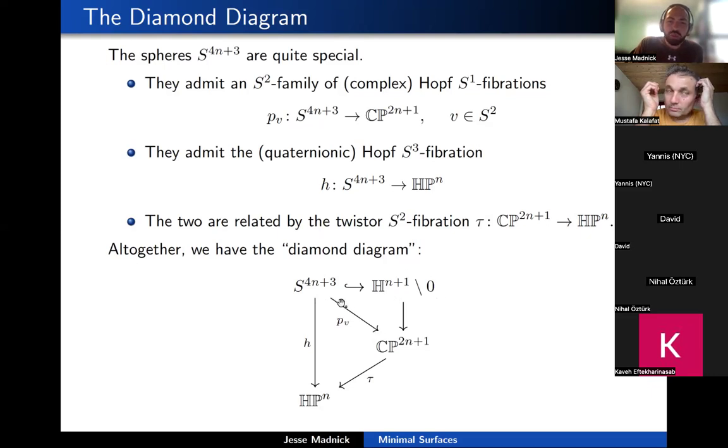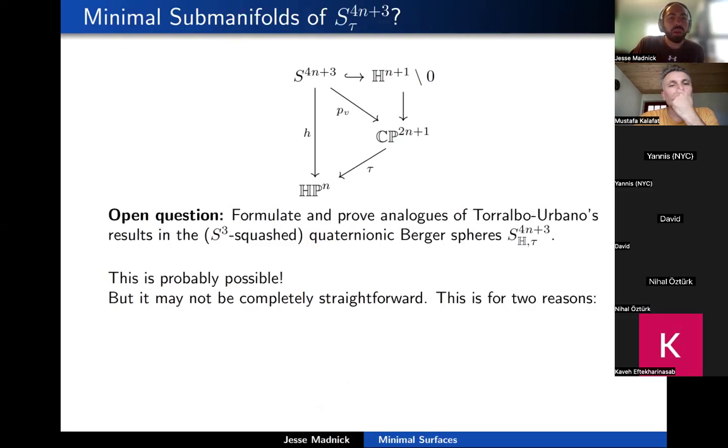You have this family of complex Hopf fibrations down here, the twistor fibration here, and these two together factor the quaternionic Hopf fibration, which is an S3 fibration down to HPn. Okay, so this is called the diamond diagram. It's the simplest instance of more complicated diamond diagrams. So, all right. So now that we have this quaternionic Hopf fibration, what can we do with it?